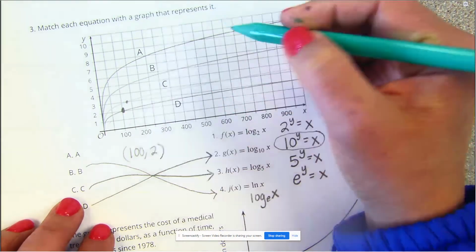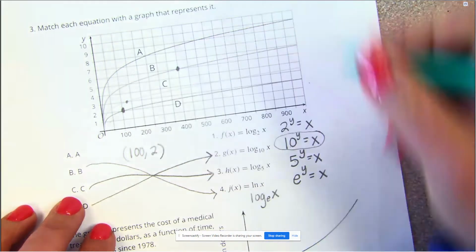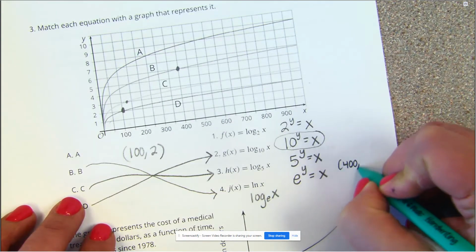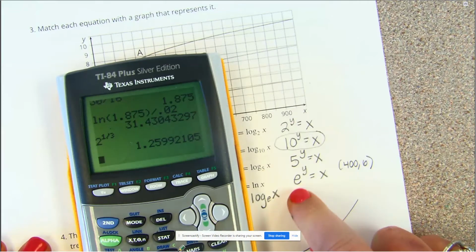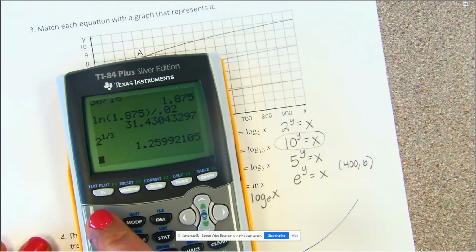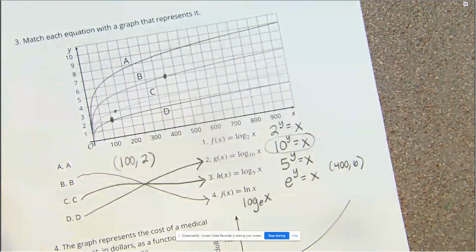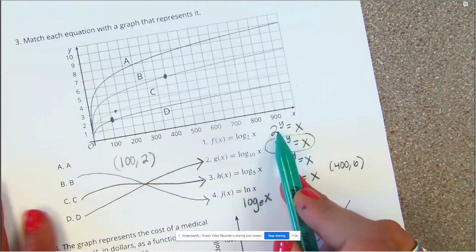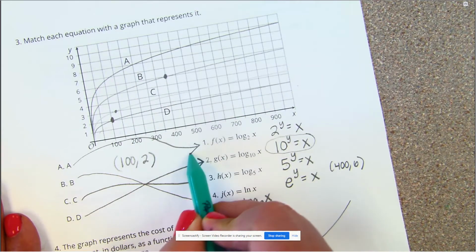Let's maybe pick a point here and see if it lines up. I've got 406. Let's see if that works. I'm going to just test that on my calculator. E to the 6th power. Yeah, about 400. It's not perfect. And therefore, the smallest base was 2. That would be my letter A, the number 1.